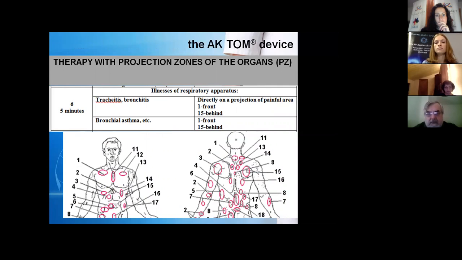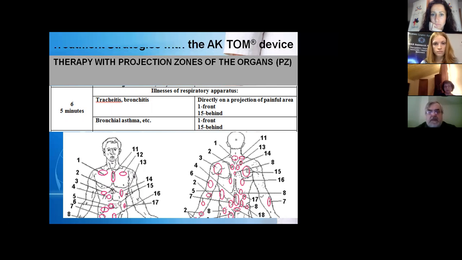For the respiratory, if you are working in therapy with projection zones of the organ, you have to act to the 1 and 15, 1 in front and 15 behind, which are the areas acting directly to the respiratory apparatus and especially to the lung. A very important point is the point 11 in the front side. The point 11 is, in fact, the sternum. And if you act with program 1 to the sternum, you are activating the immune system.